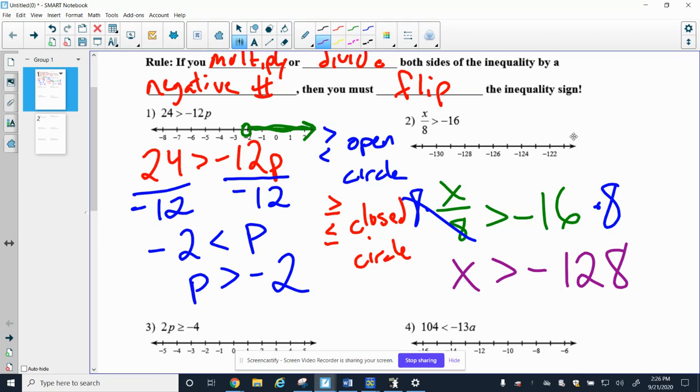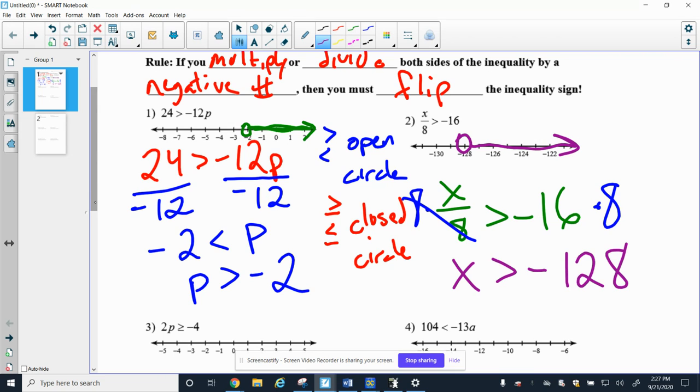We go up to this number line that's provided for us. If we were going to graph that, well, it's just greater than. It's not or equal to. So we want to put an open circle at negative 128. We want all the values greater than that. We're going to shade to the right. Okay.